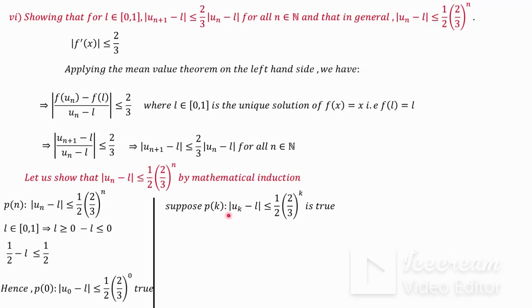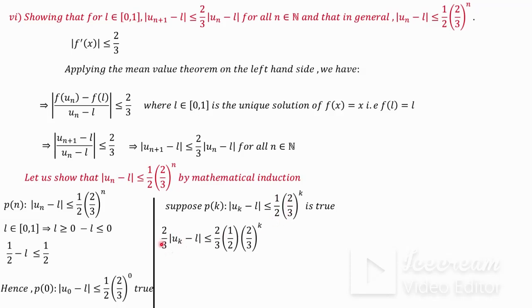We have to multiply both sides of this inequality by 2/3. Why? Because if we multiply both sides by 2/3, we are going to obtain the relation in terms of u_{n+1}. So we multiply 2/3 on both sides, and we obtain 2/3 times the absolute value of u_k minus L, which is less than or equal to 2/3 times a half times 2/3 raised to the power k.